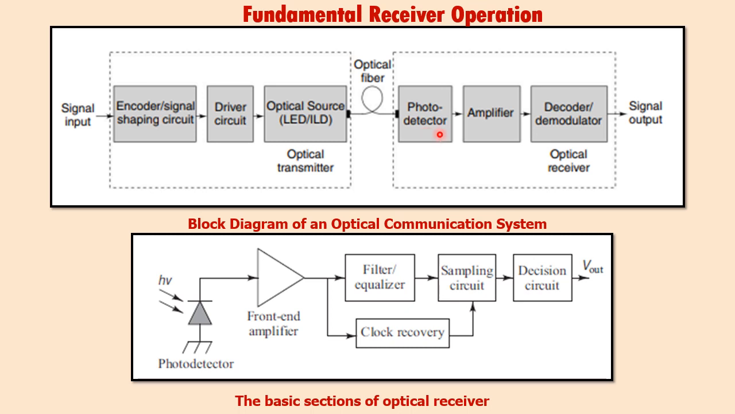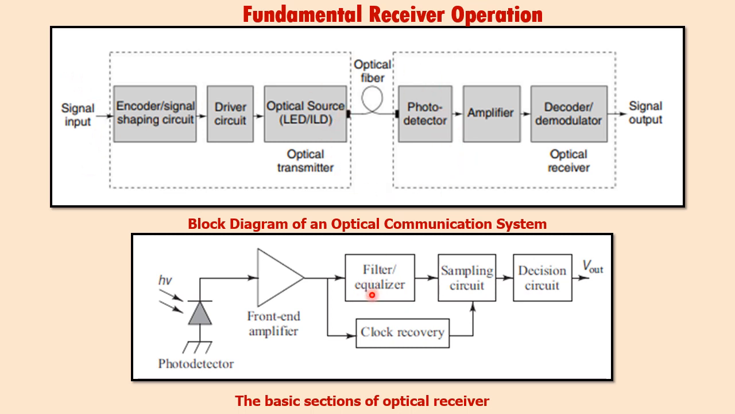The output of that photodetector is given to the amplifier. This amplifier we can call the pre-amplifier circuit. The output of this amplifier is given to the decoder, or we can call it the demodulator. Finally we will receive the original signal at the destination point, which is the same as the actual input signal. So this is about the fundamental receiver operation.